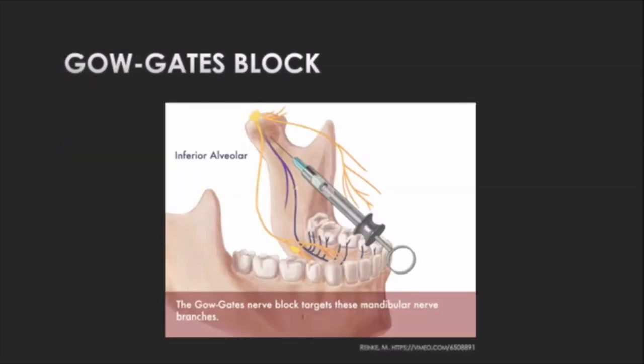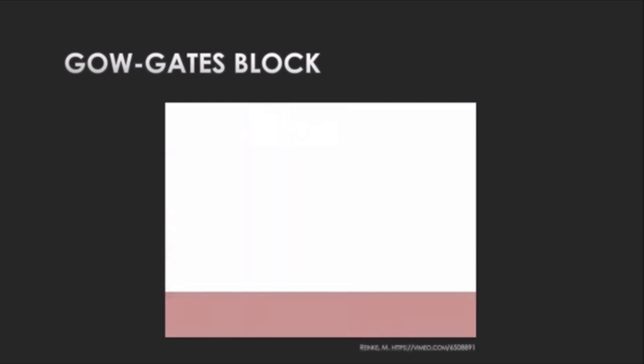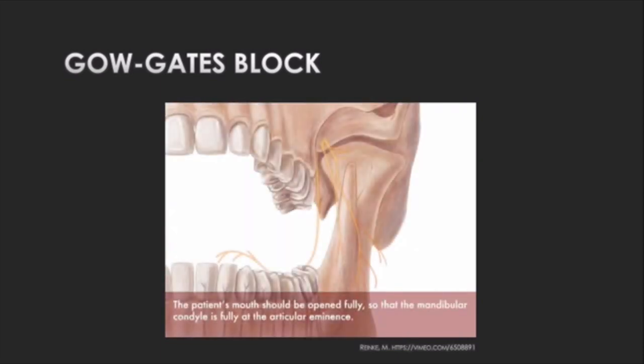So this one is not as common. It's called a Gow-Gates block, and it innervates the same nerves. So you get your inferior alveolar, your lingual, as well as your buccal nerve, which supplies the cheek. You have the patient open fully because these nerves run near the condyle of your mandible.